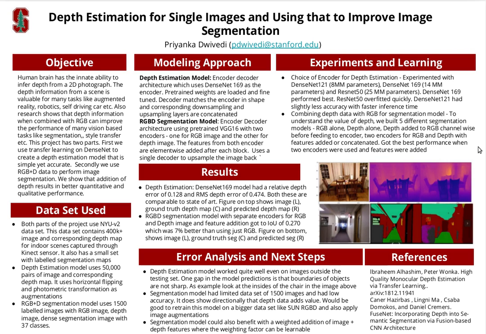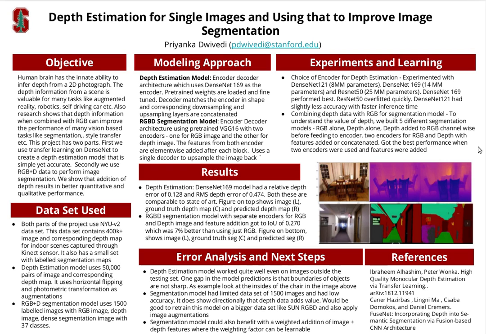The RGBD segmentation model uses, again, an encoder decoder architecture, but to incorporate depth information, it uses two different encoders. It uses an encoder for RGB and an encoder for depth, which are very similar. And during various stages of the encoding process, it combines the feature maps from both. Then it uses a single decoder.